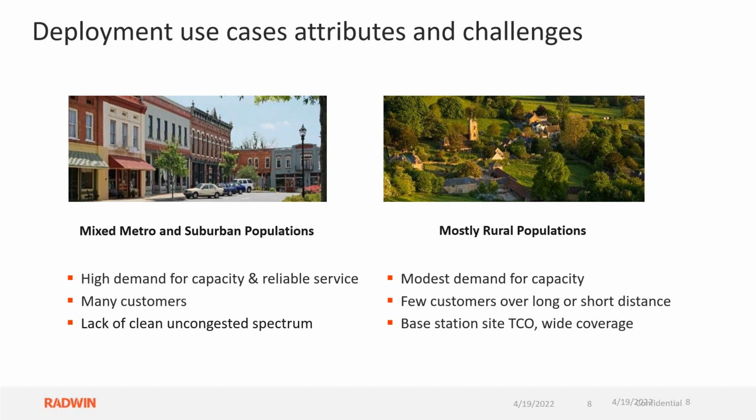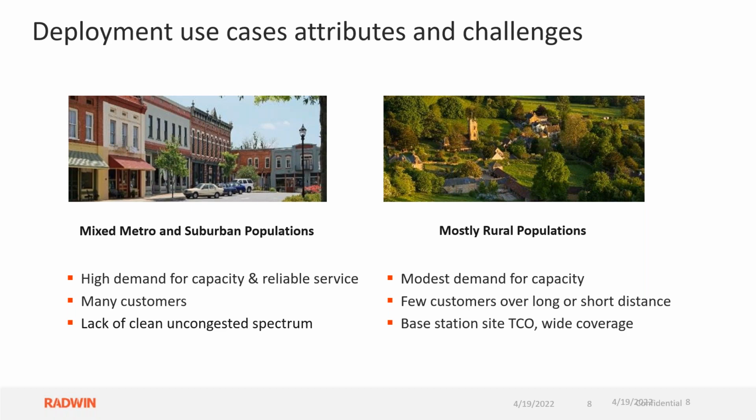When you get into both mixed metro and suburban populations, now the demand goes up. I need capacity. I might be looking at 500 meg, 750 meg type of services, and it needs to be reliable. We can't have consistent drops. We can't have poor performance. When you see what happens nowadays with social media and streaming video, it's got to be reliable. Your customer base is going to go up. You're going to see lots of customers coming in.